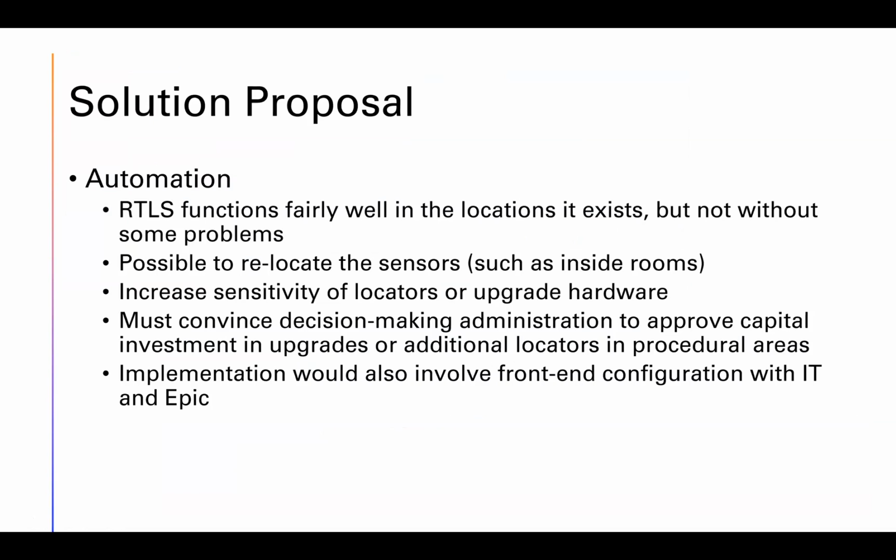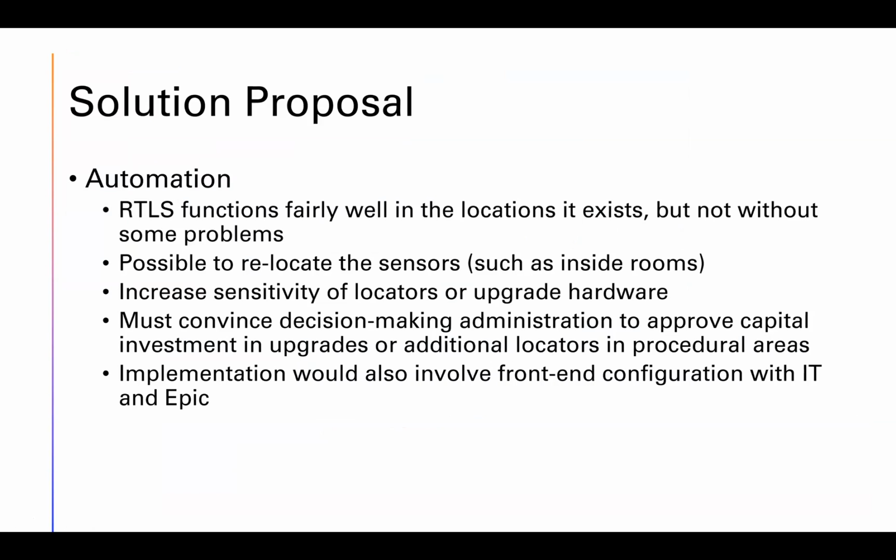Another solution problem, the third one, is automation. Again, when we talk about RTLS, it functions fairly well where the hardware exists, but not without some of the issues. Relocating the sensors, such as in the GI suite, to be inside the rooms rather than outside in the hallway can help create more sensitivity in those trackers.